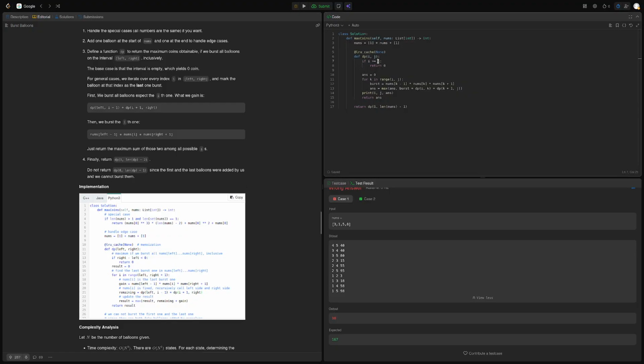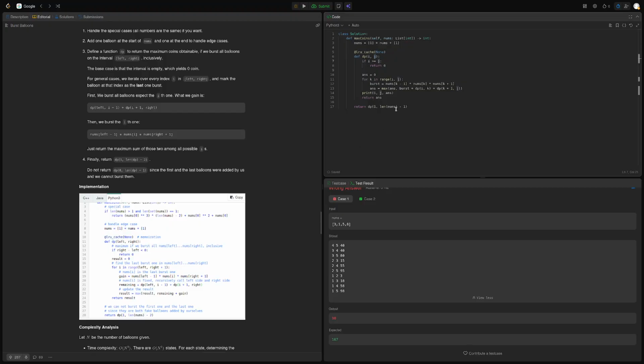That is weird. I think I have the same thing. You go from left to right, you burst the balloons, and then you take burst plus this. Let's copy their code, why not? So if i is over j, great, then we go to j plus 1, here we have k minus 1.